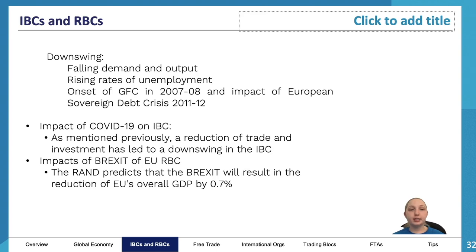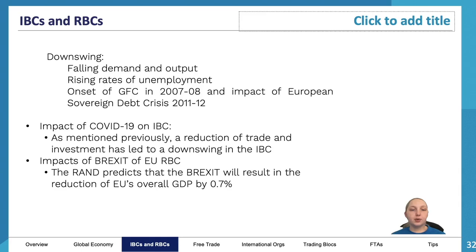So we've also got downsizing. So downsizing is when there's falling demand and output as a result of rising rates of unemployment. And an example of this is the onset of the GFC 2007 and 8, and how that impacted the European sovereign debt crisis in 2011 and 2012. So downsizing results in troughs or recessions in the international business cycle, and a trough, for example, in a regional business cycle can then translate into a trough in the international business cycle as well.